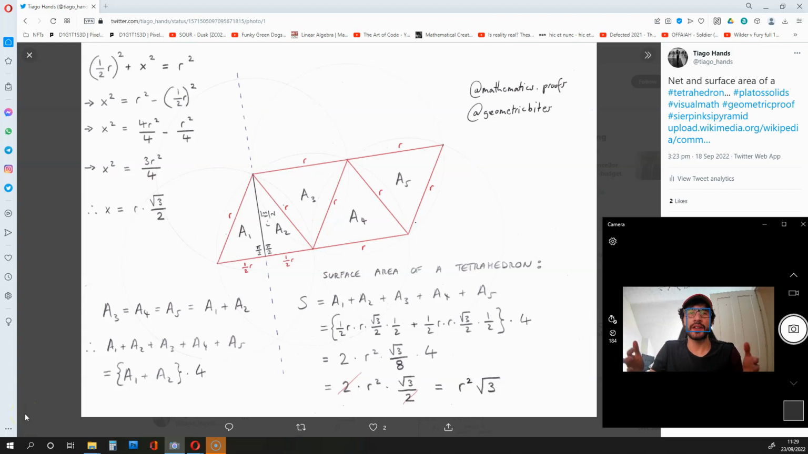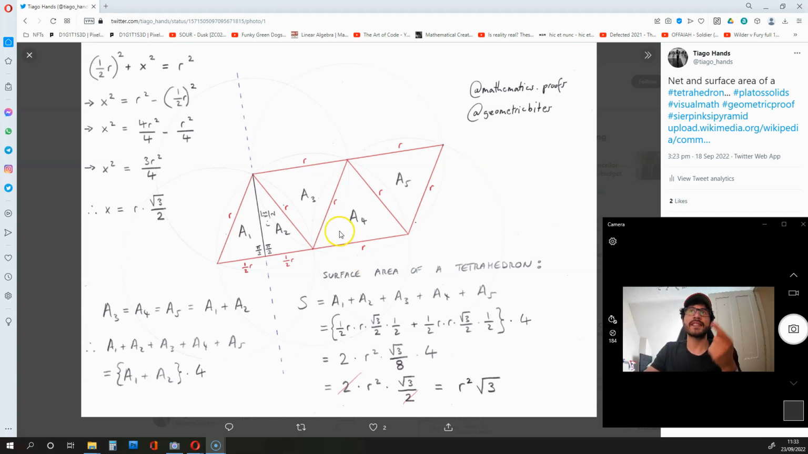Hello, in this video I'm going to be showing you how to derive the surface area of a tetrahedron from scratch. Now first of all, a tetrahedron consists of four equilateral triangles. What you see on the screen is the net of a tetrahedron. Each of its edges are of the same length, and we can call that length r.